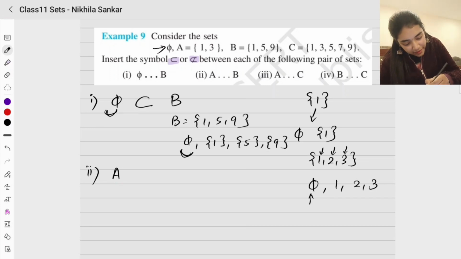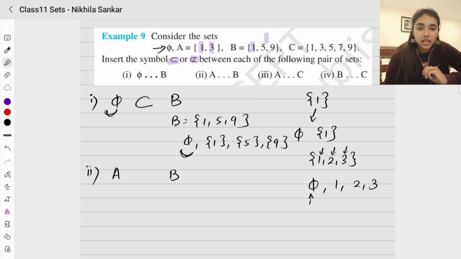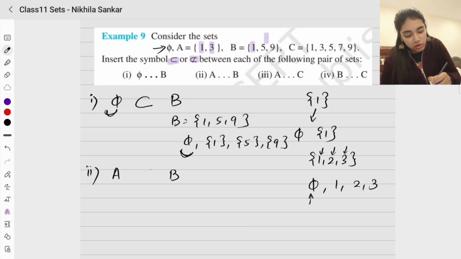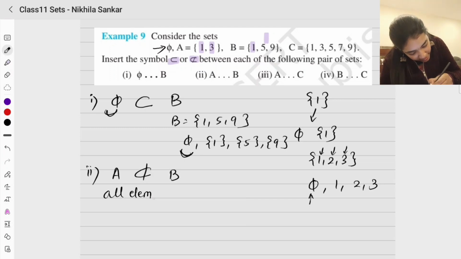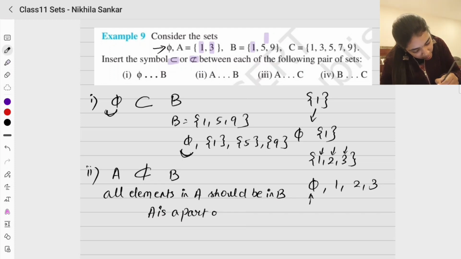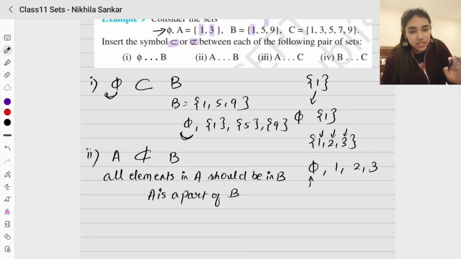Second subsection, I have A, B. A கும் B கும் என்ன relation இருக்கு? I have 1 here and 1 here. I have 3 here, but I do not have any 3 in B. கரெக்டா? B லியும் 3 இருக்கணும். அப்பதான் A is a part of B. B லேந்து A வந்திருக்கு அப்படின்னு அப்பதான் நம்மளால சொல்ல முடியும். So A is not a subset of B. All the elements in A should be in B. A ல இருக்கிற elements B ல இல்லனா it is not a subset. Okay? All elements in A should be in B. அப்படி இருந்தா மட்டும்தான் subset. Okay?